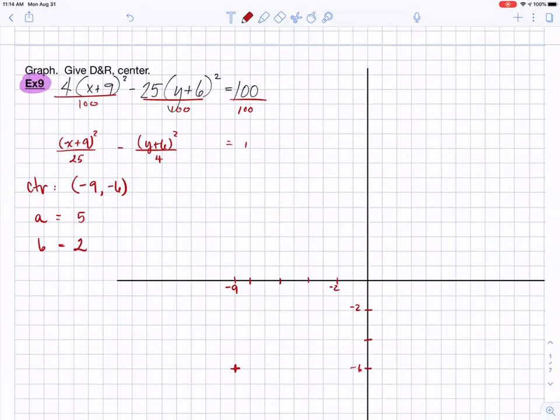Now, here's something that I believe is not in the overview, and it's not even written in the notes, but you're going to want to write this down, okay? Your A's and your B's will hand you your box. And you're saying, box? What are you talking about? Your box will hand you your asymptotes.